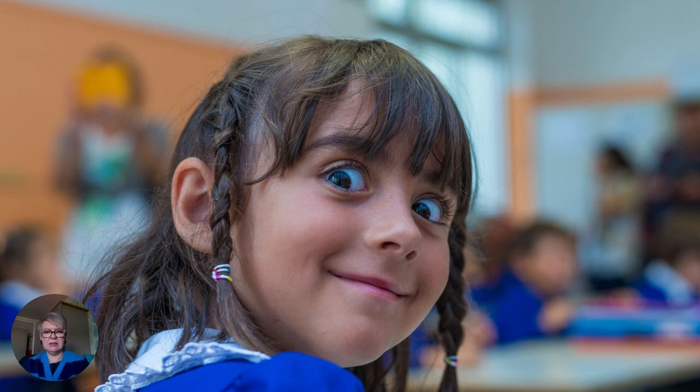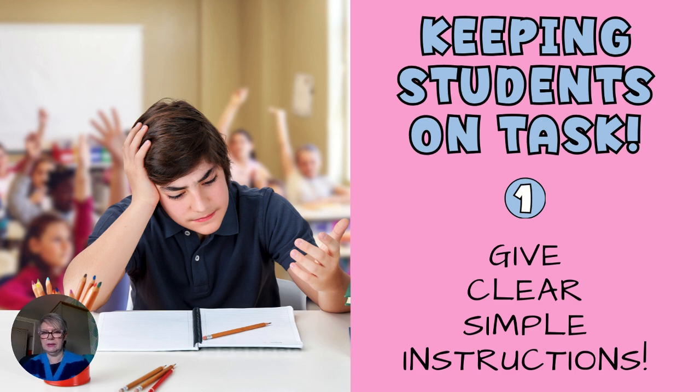Let's dive into some strategies now. So, keeping students on task, number 1: give clear, simple instructions. Why does this work? Students often get off task because they don't fully understand what they're supposed to be doing. When instructions are too complex or vague, children lose focus before they even begin.